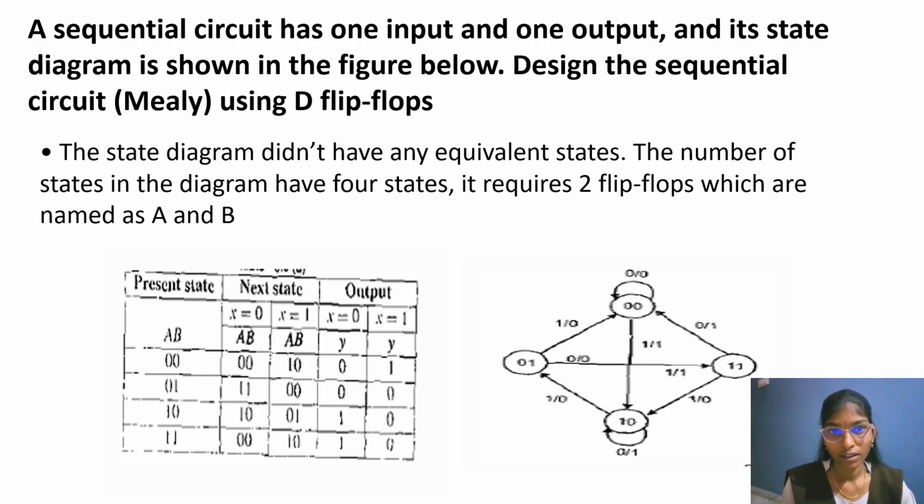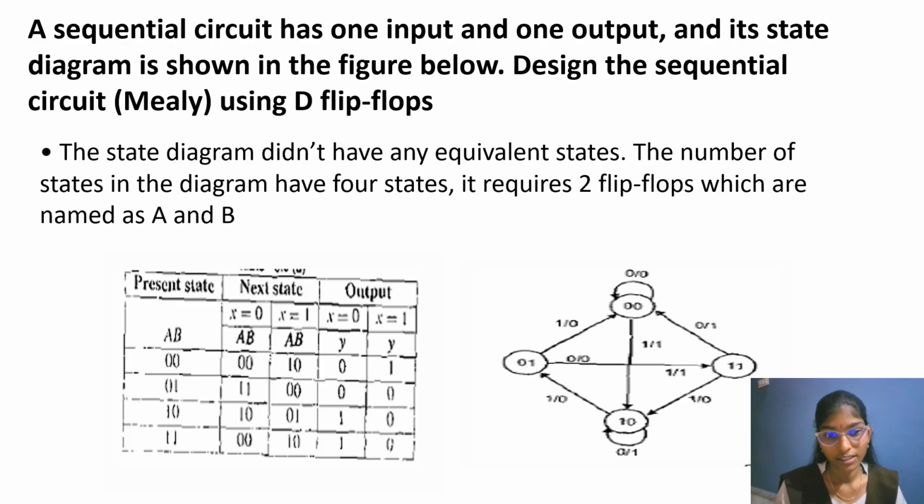To understand the design of sequential circuits, we'll discuss one example. A sequential circuit has one input and one output, and its state diagram is shown in the figure below. Design a sequential circuit, a Mealy machine, using D flip-flops. The state diagram does not have any equivalent states. The diagram has 4 states, so it requires 2 flip-flops, which are named A and B.